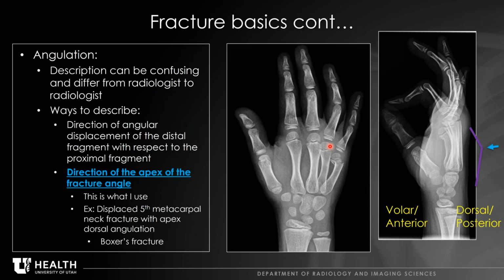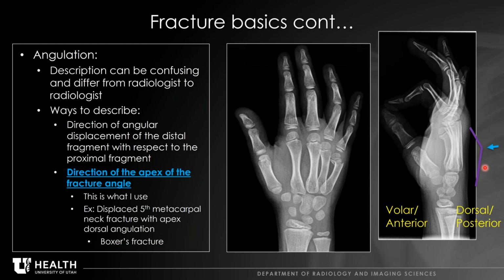All right, so angulation. When we're talking about fracture angulation, we're describing the angle of the fracture. And it's kind of confusing because two different terms can be used. One way to describe it is to describe the angular displacement of the distal fragment with respect to the proximal fragment. I don't use that. What I use is I describe the direction of the apex of the fracture angle. So in this case, we have a displaced fifth metacarpal neck fracture with apex dorsal angulation, and this is what we call a boxer's fracture.